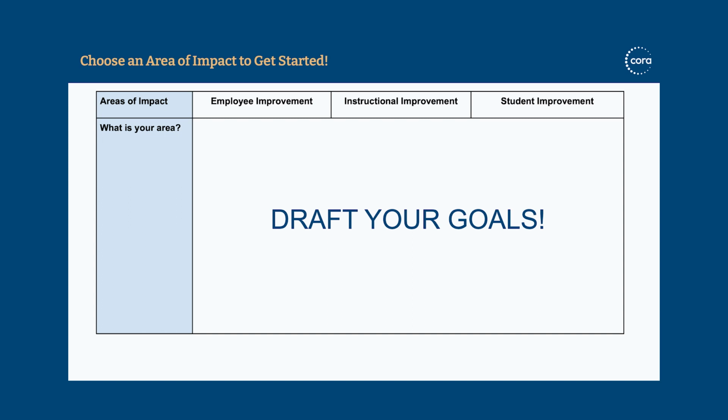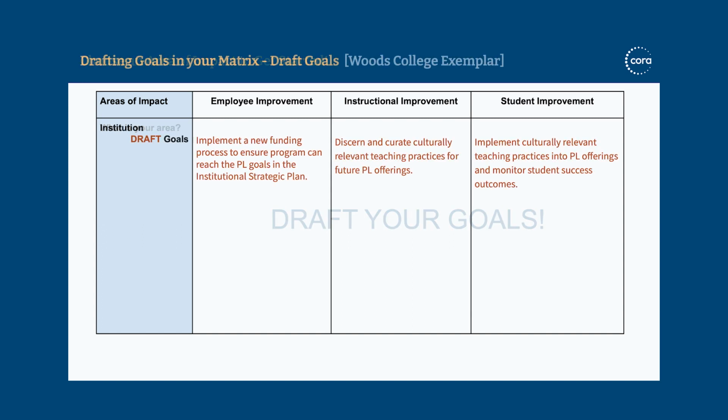So if you took a moment to pause the video and now you're returning and you have accessed that document, and you've included in that document some draft goals, what I would like to do now is share some draft goals that could be created from the institution using the Woods College case study. So here in this first column, a draft goal says implement a new funding process to ensure programs can reach the PL goals in the institutional strategic plan. For instructional, we're looking at discerning and curating culturally relevant teaching practices for future professional learning offerings. And then for student improvement, implement culturally relevant teaching practices into professional learning offerings and monitor student success outcomes.